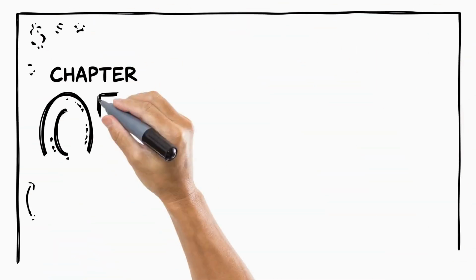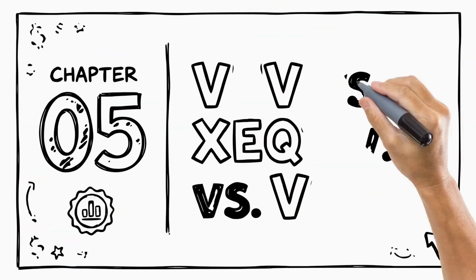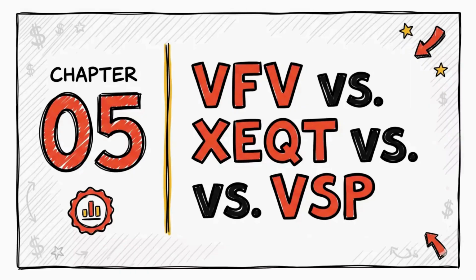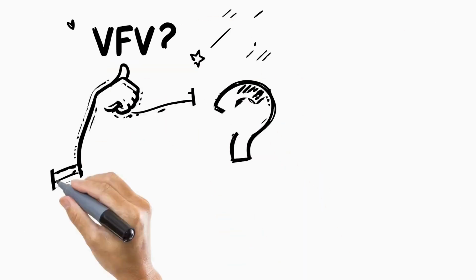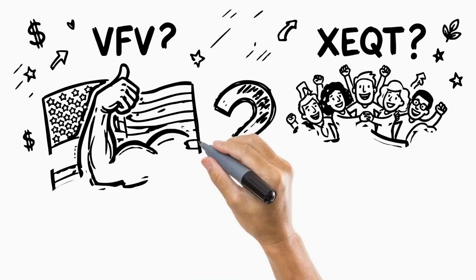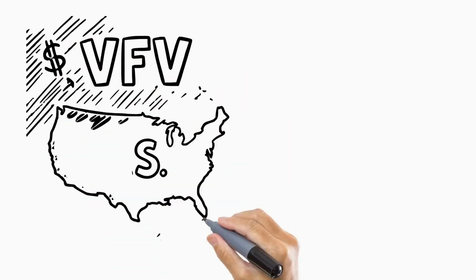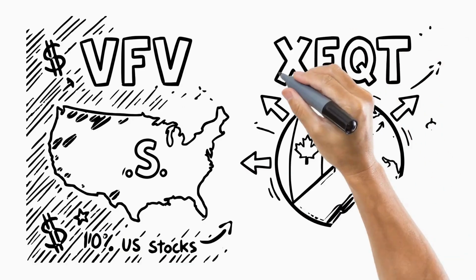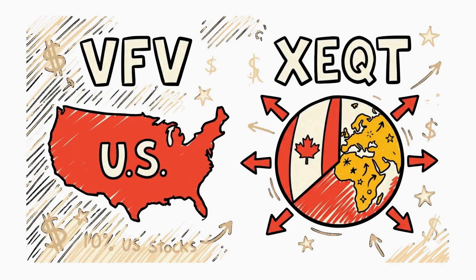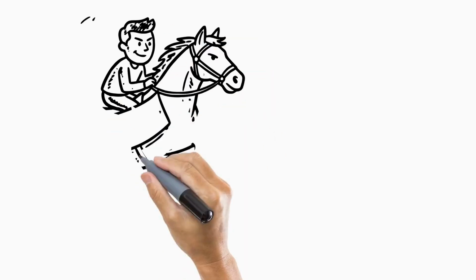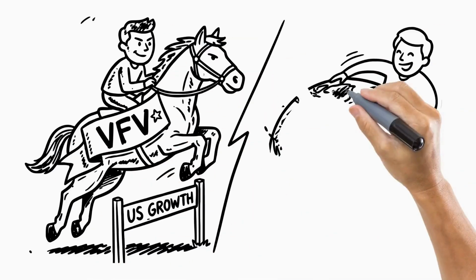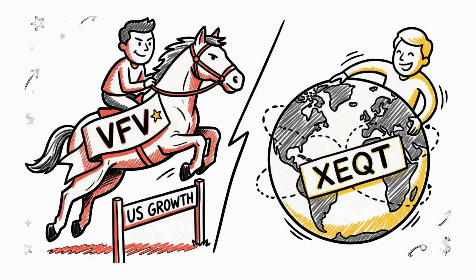Chapter 5. VFV versus XEQT versus VSP. So, is VFV the best? Let's compare it to the diversification king, XEQT. VFV is 100% US stocks. XEQT includes Canada, Europe, and emerging markets. If you believe the US will continue to dominate the world, VFV is your horse. If you want to bet on the whole world, XEQT is the play.